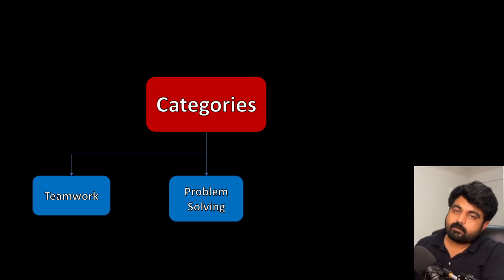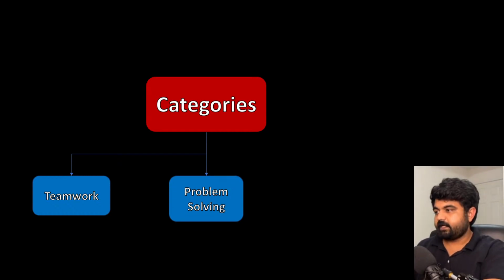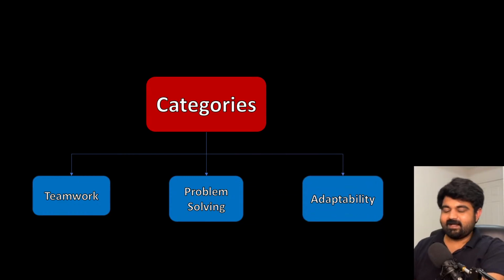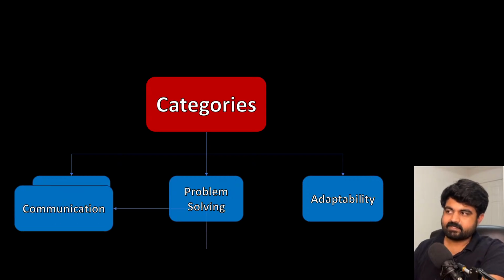Next one is your problem solving abilities. They really want to check whether you have what it takes to come up with interesting solutions for weird problems that can occur, could occur, or had occurred in the past. Are you adaptable to change? Because change is the only constant in the world, and it's especially true for the tech industry.